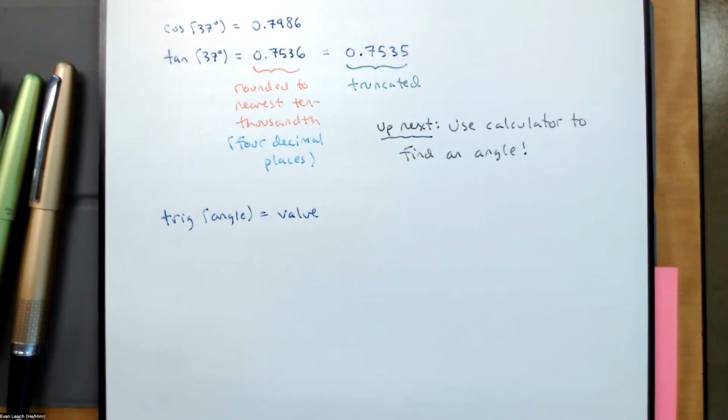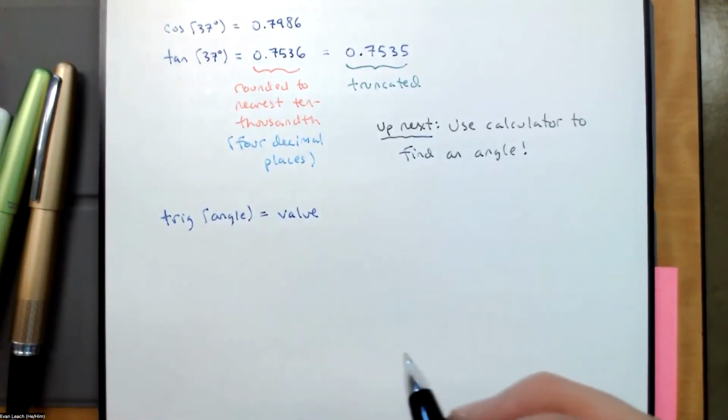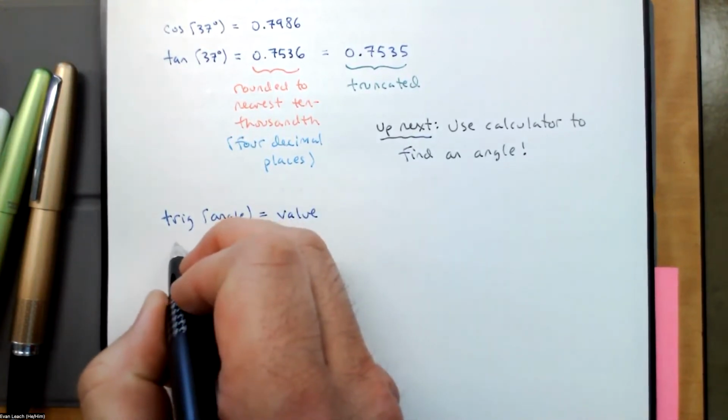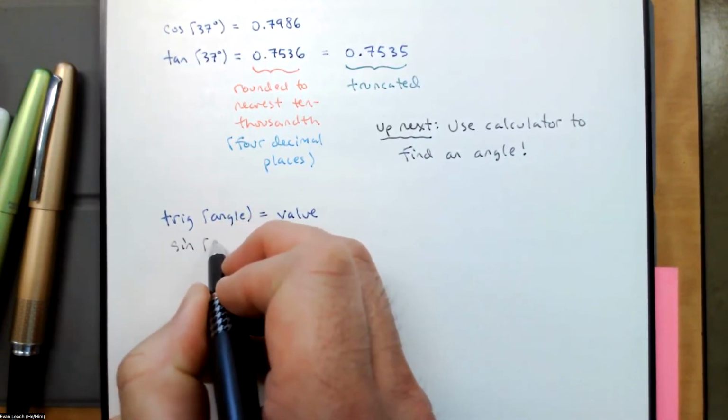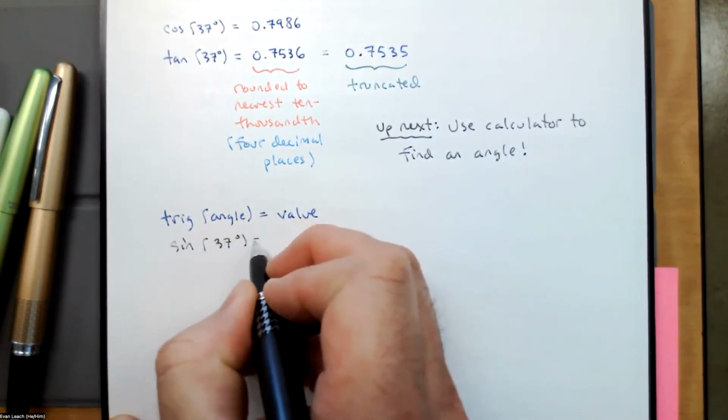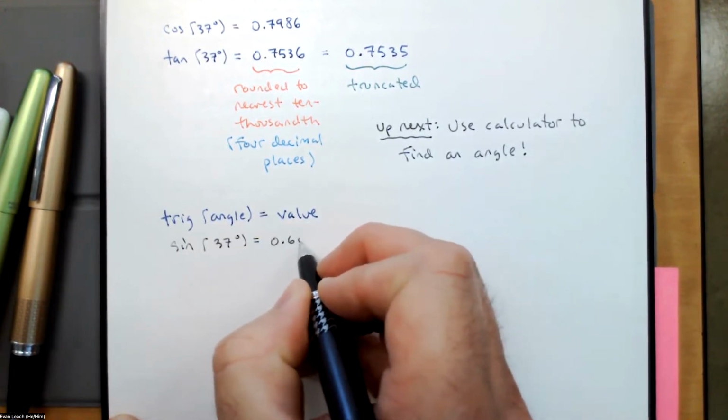Next up, we want to be able to use our calculator to find an angle. We need to go backwards. So here's the structure. We have a trig function that gets applied to an angle and produces a value. That value is a ratio of sides of a right triangle, and it could be other things, but we're just going to call it a value. So we have the sine of 37 is 0.602. So trig function, sine, angle, 37 degrees, is some value, 0.602.